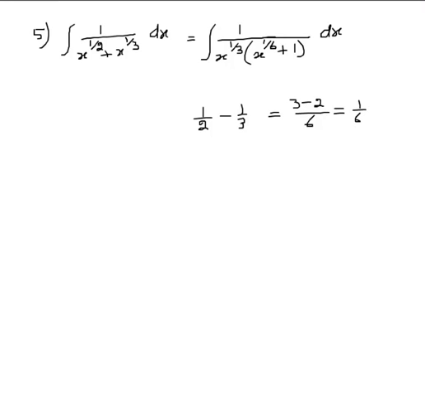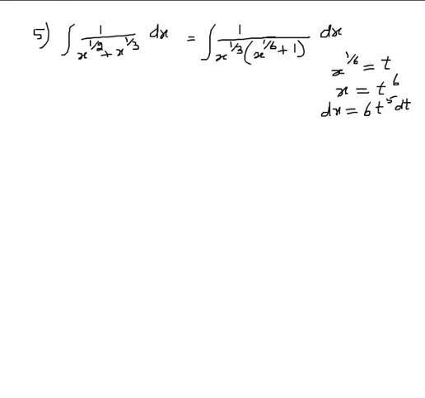into dx. If you multiply these two terms, we need to add the powers. So 1 by 3 plus 1 by 6 will give you 3 by 6, which is half. Now we will substitute x raised to 1 by 6 as t. Therefore, x becomes t power 6. Differentiate both sides. 6 t power 5 dt.